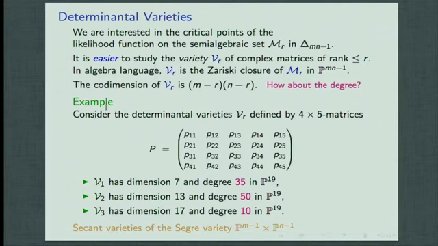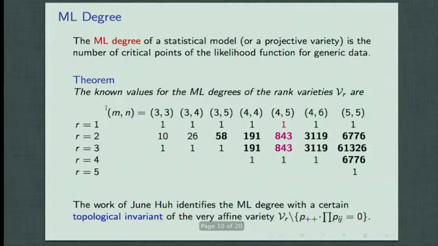Okay, here's the ML degree. The maximum likelihood degree of a statistical model or a projective variety is the number of critical points of the likelihood function for generic data. Now there's something crazy in this sentence, namely how can the speaker be so bold to equate statistical models and projective varieties? Let me explain that.